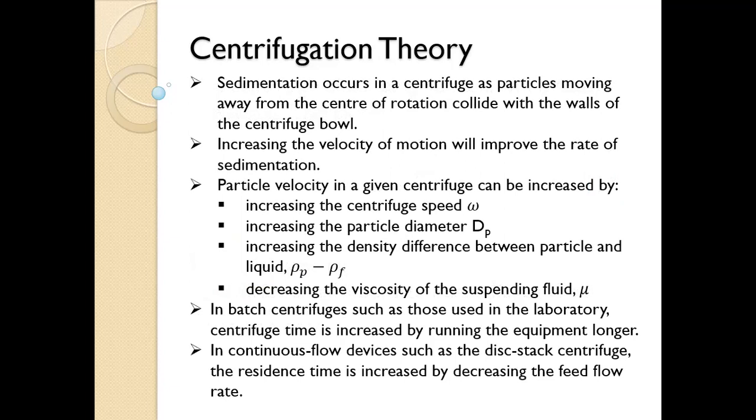This is where we talk about sedimentation occurring in the centrifuge. That means the particle will move away from the center, from the center to the wall of the bowl. If you increase the velocity of motion, we will also increase the rate of sedimentation. The particle velocity will increase with centrifugal speed.